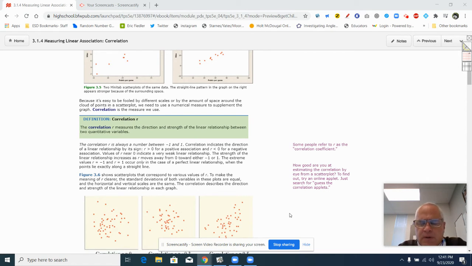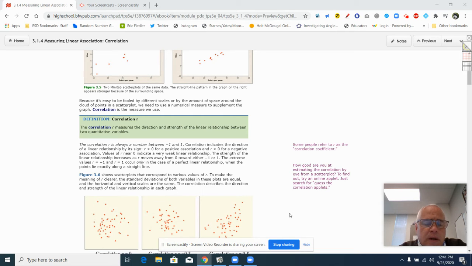The reason you use scatter plots is so that you can make predictions, and predictions are very important in statistics. One way to do that is by examining what's called the correlation. We use the letter R to talk about correlation, and I have the definition in the middle of the screen here. The correlation R measures the direction and strength of the linear relationship between two quantitative variables.